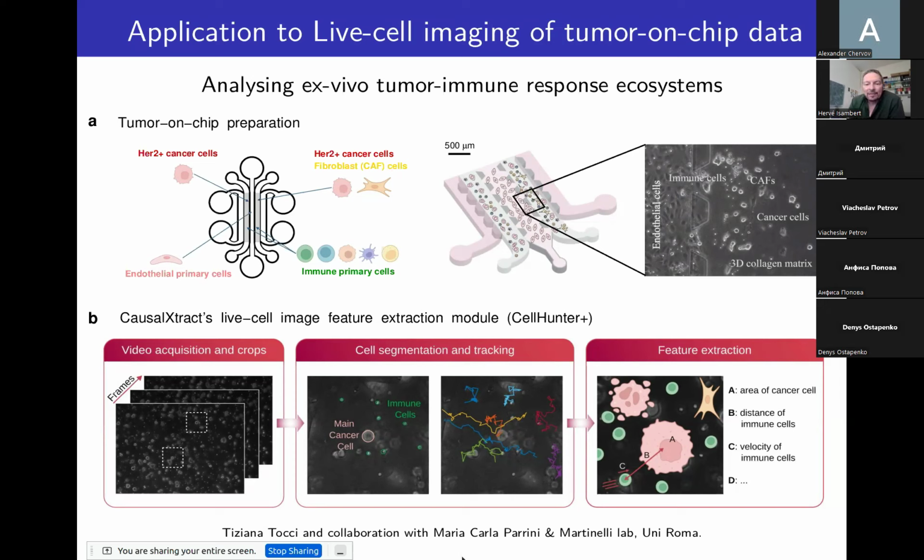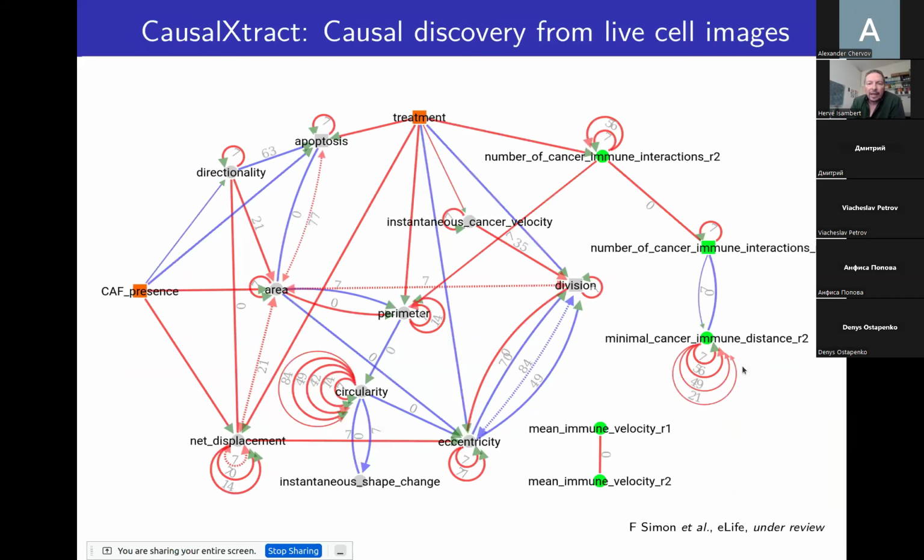We've analyzed this data from the Maria Carla Parini lab, and the idea is to look at many of these images. We look at more or less 50,000 of those images, and extract some features around cancer cells and immune cells. So first segment these images and then track the cells, and then from this data define many different features that can be of interest. At the end of the day, we were able to reconstruct a graph that now looks like this. Now you can have several edges between variables, because there might be different effects at different timescales, and these numbers here correspond to the lags between the cause and the effect.